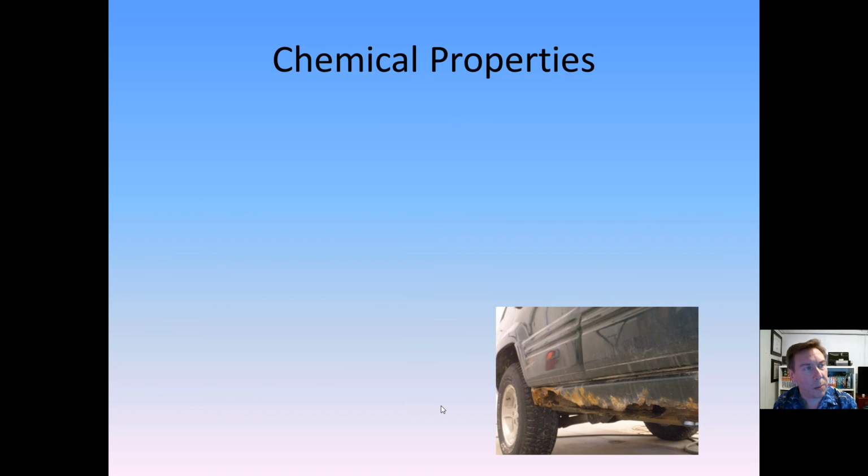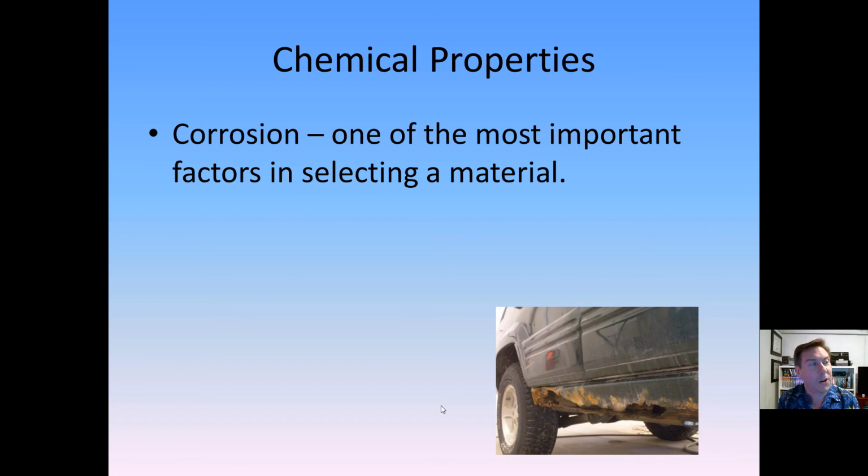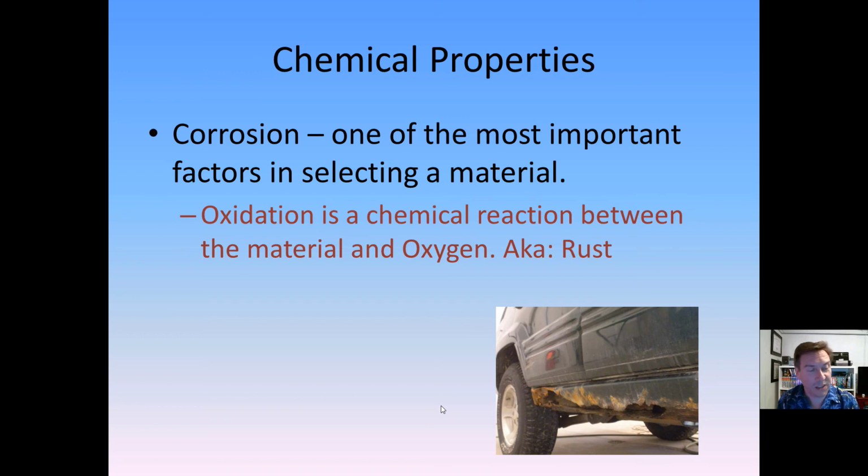All right, so chemical properties. This one, a lot of people get it wrong on the midterm. And all I'm asking you for is what you see down there, rust. Okay, corrosion, one of the most important factors of selecting material. So we want to make sure it doesn't rust too quickly. Oxidation is a chemical reaction between the material and oxygen, aka rust. So that's literally on the test.